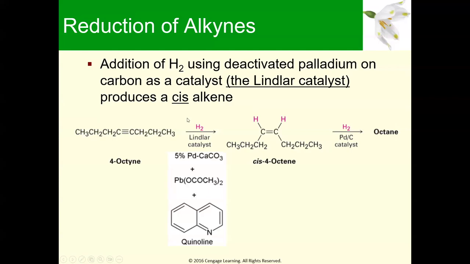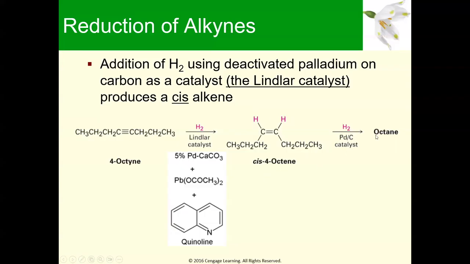So you start with the alkyne, you add a hydrogen molecule. You can see where those two hydrogens get added. It's a syn addition. They get added to the same side. And that results in an alkene where the R groups are also cis. They're on the same side. And then if you wanted to, stop there and utilize this for some other reaction, you could.